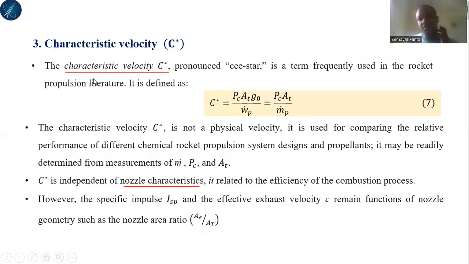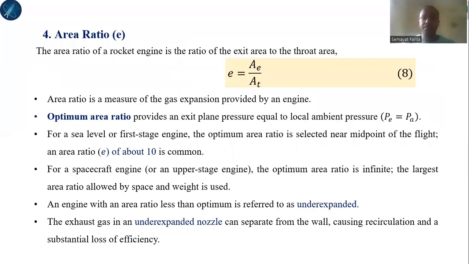Again, the characteristic velocity, which is just an ideal velocity, which is considered to take experimental data from our ballistic bomb testing or rocket test performance parameter, and which is independent of nozzle characteristics. And it is related with the efficiency of the combustion process.